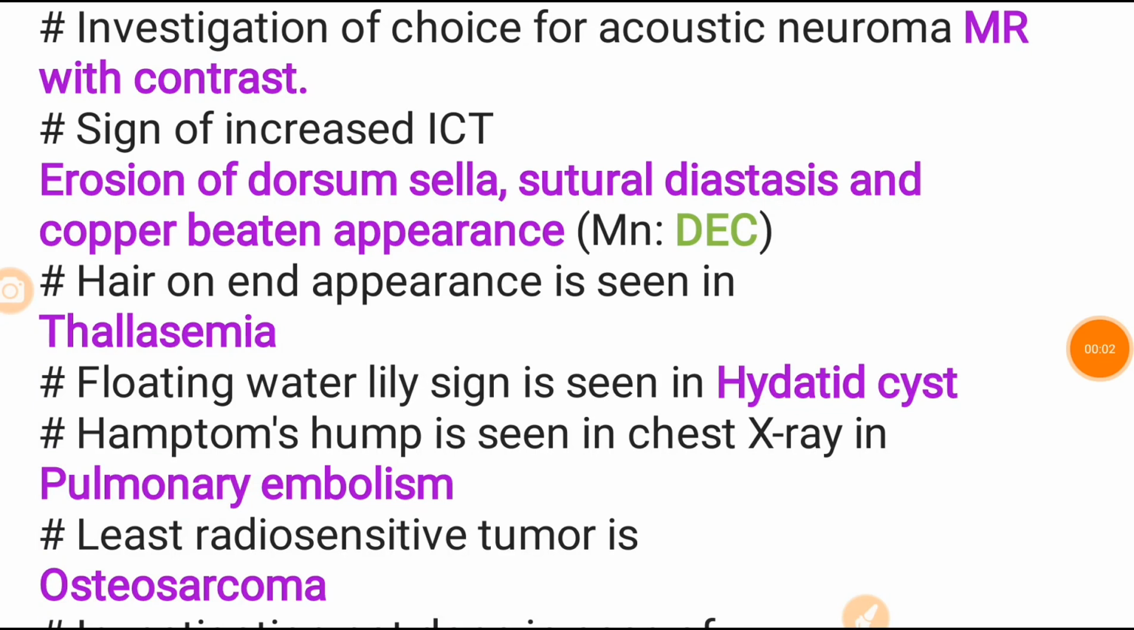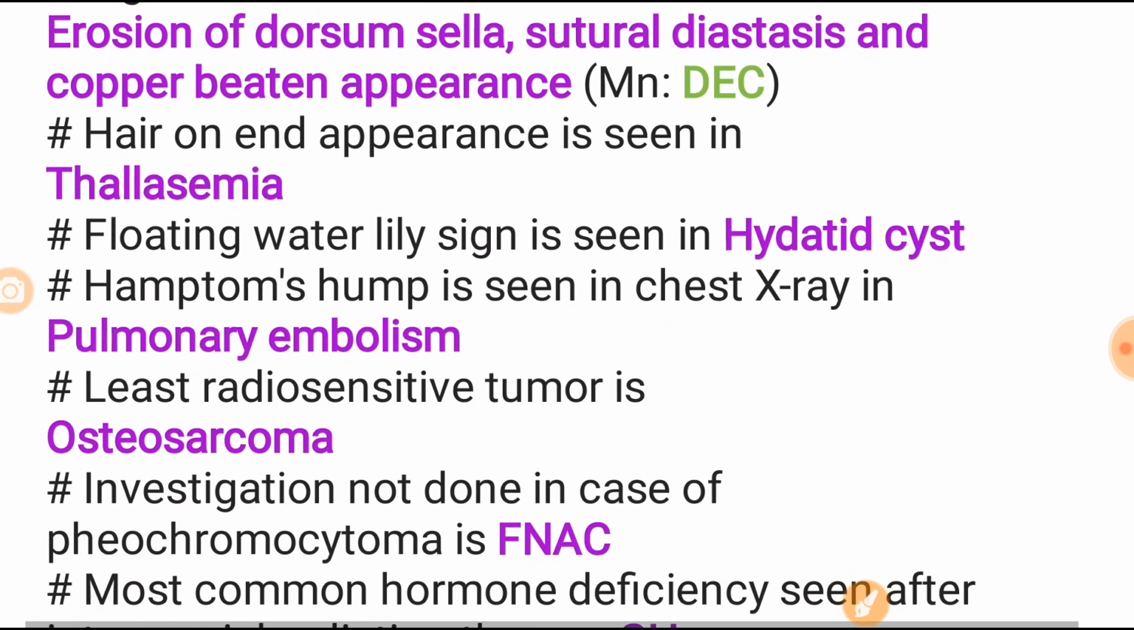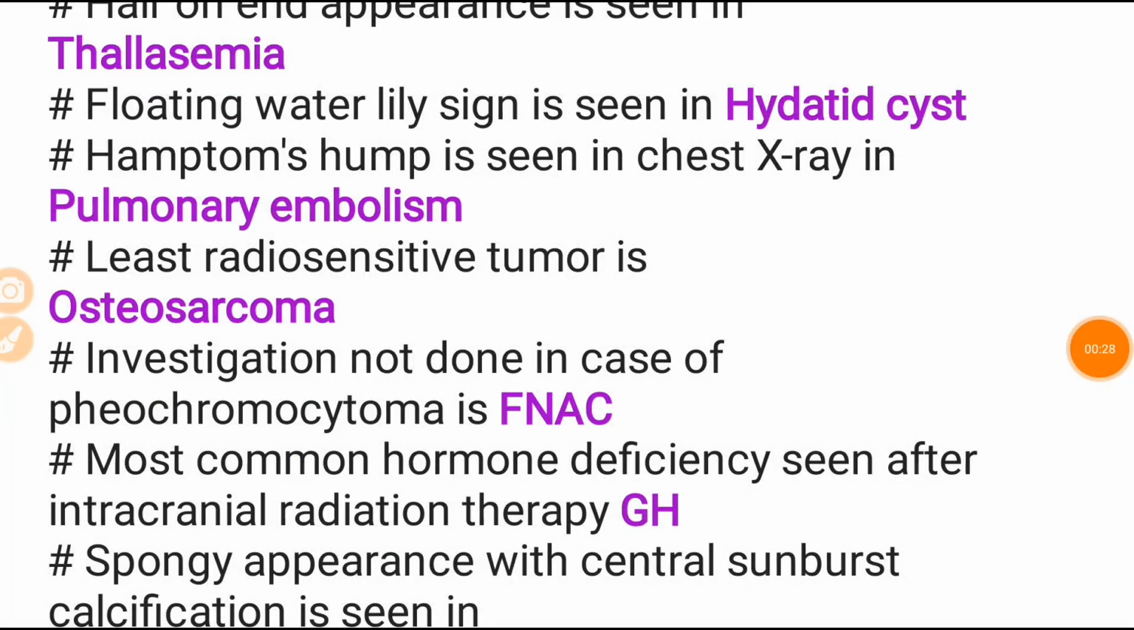Here the mnemonic for increased intracranial tension is DEC. D stands for diastasis, E stands for erosion of the dorsum sellae, and C stands for copper beaten appearance. Next one, the hair-on-end appearance is seen in thalassemia. Floating water lily sign is seen in hydatid cyst. Hampton's hump is seen in chest X-ray in pulmonary embolism, and the least radiosensitive tumor is osteosarcoma.